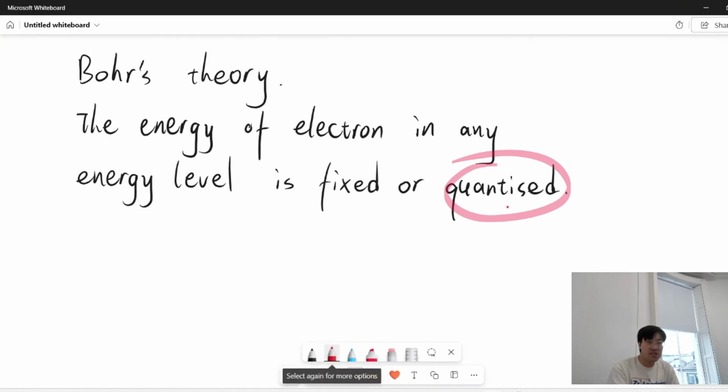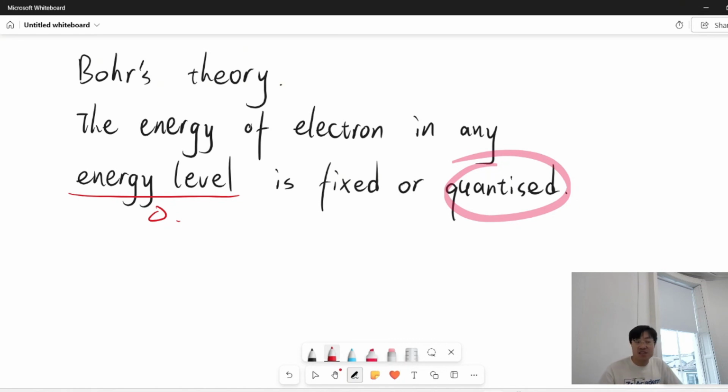So this concept is applied to Bohr's theory. Now, Bohr's theory states that the energy of an electron in any energy level. Now, this means something that's outside of the nucleus of the atom, and the electron can be on these energy levels. At this stage, you can treat an energy level as an orbit of the electrons in an atom.